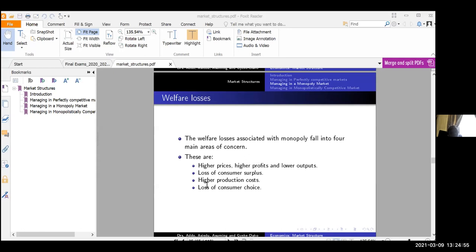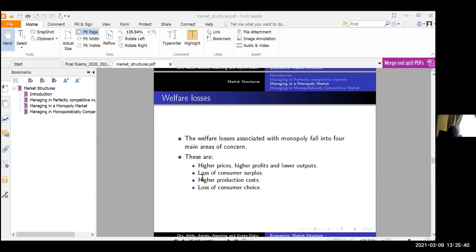The second loss here is loss of consumer surplus. I'll come to that in a jiffy. And then the third one is high production costs. The monopolist can be inefficient in production, with wastage. So society loses, because those resources could have been channeled to something else, but they are simply used inefficiently. They are using so many workers, there is wastage in their system. Water will be flowing and nobody is fixing it. High production costs. And then the fourth is loss of consumer choice. Whilst in a perfectly competitive market there are a lot of choices, in the monopoly market there is loss of consumer choice.